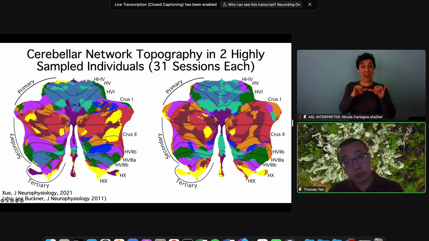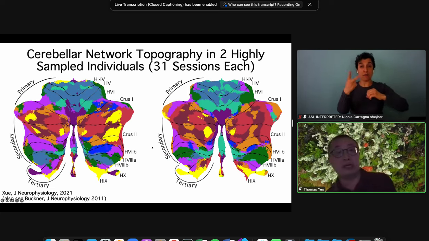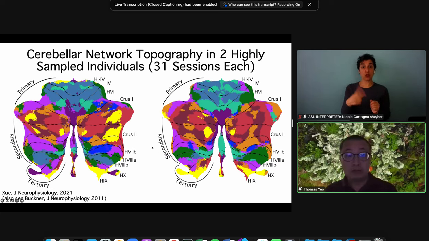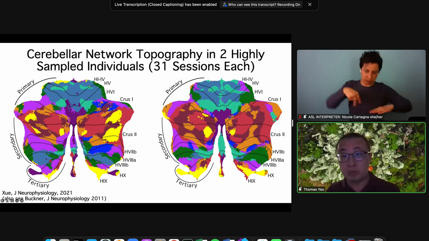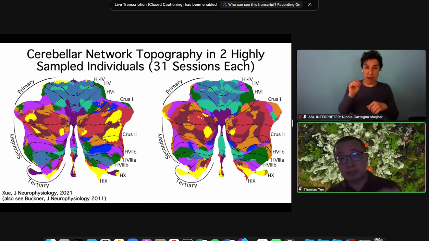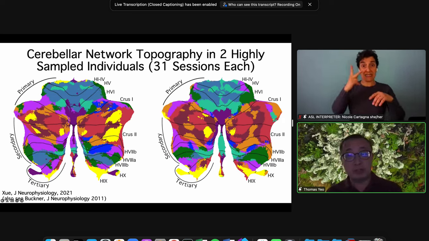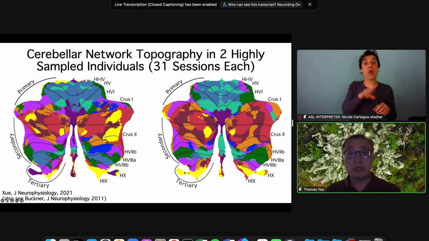Finally, using the same approach, we find complex network topography in the cerebellum of two highly sampled individuals. So these individuals have been scanned for 31 sessions each. I'm using a flat map representation to show you the cerebellum topography of the two individuals so that we can appreciate the entire cerebellum all at once. We can see that the complex topography is quite different across the two participants and actually quite stable within an individual.